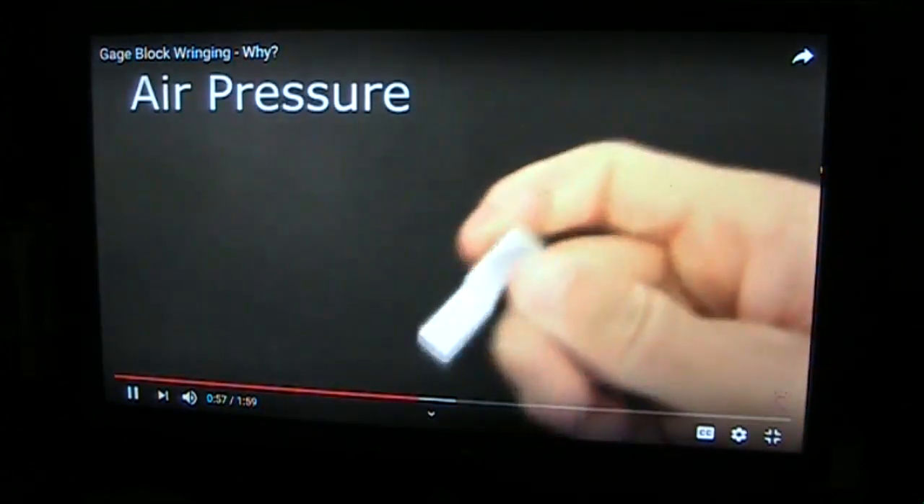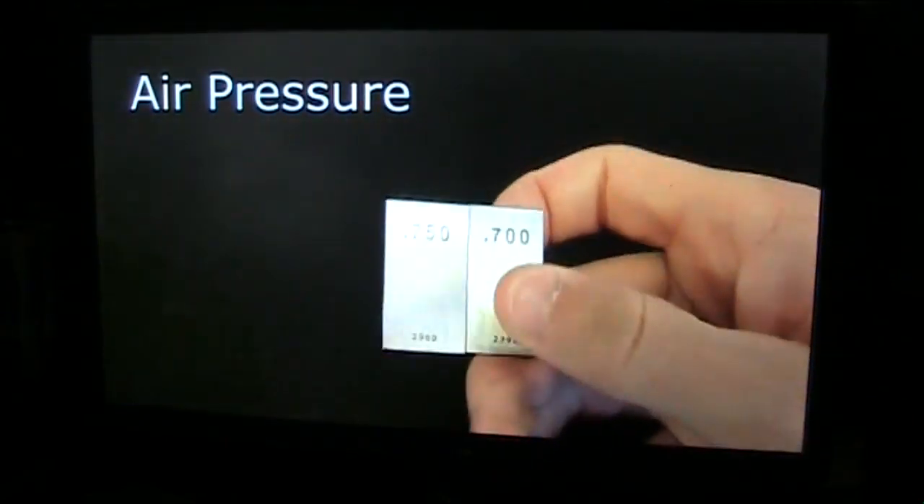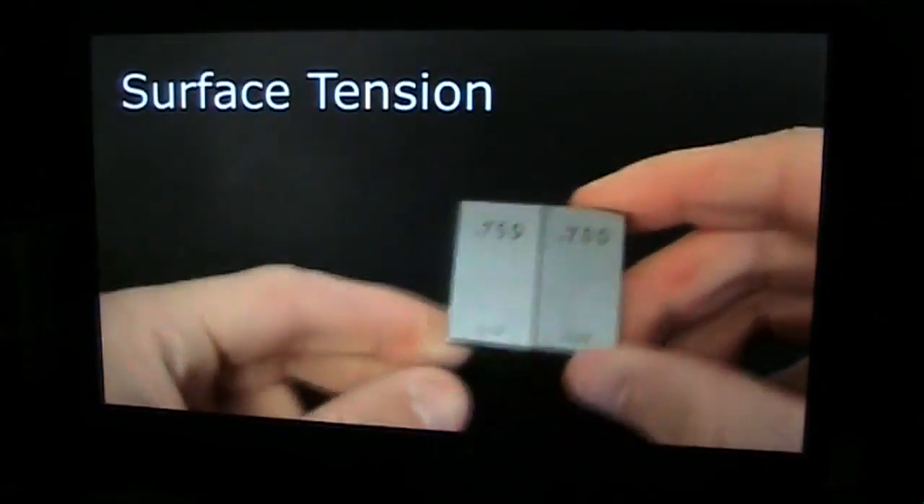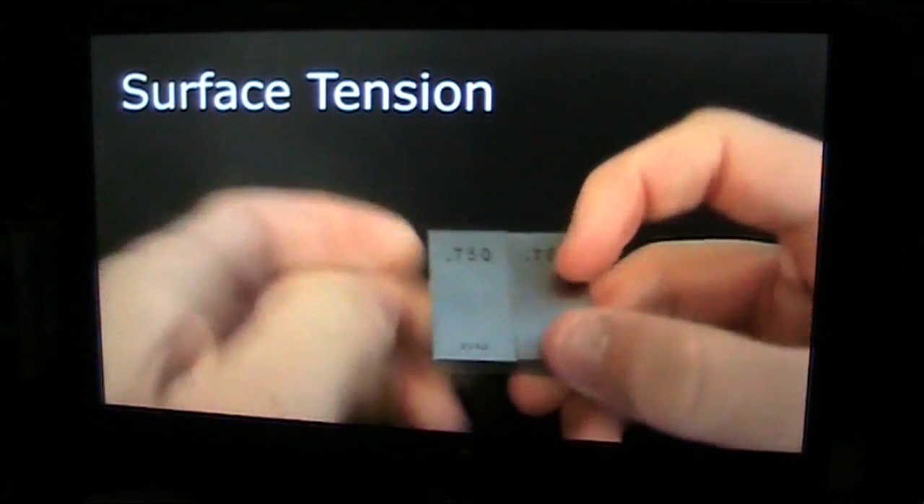The air pressure might push in on both blocks. It has nothing to do with the air the surface pressure. tension from oil and water vapor on both blocks might hold. There is no surface tension of oil and water. They have to be extremely clean.